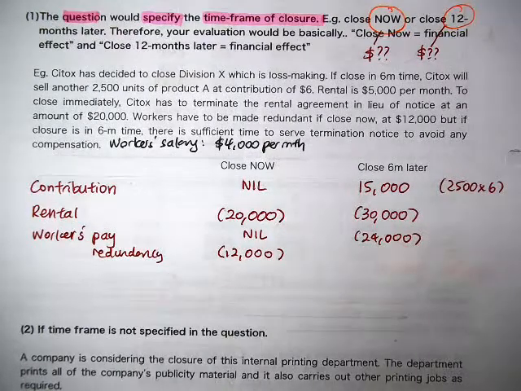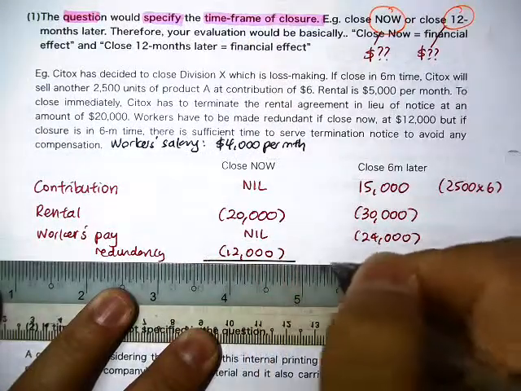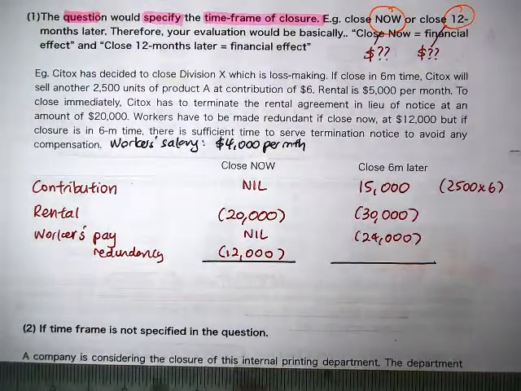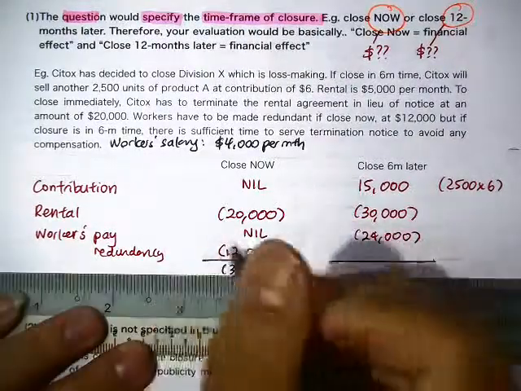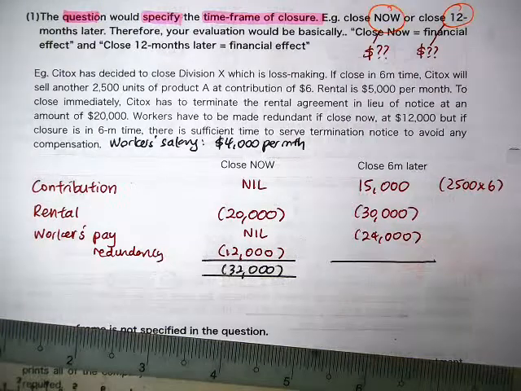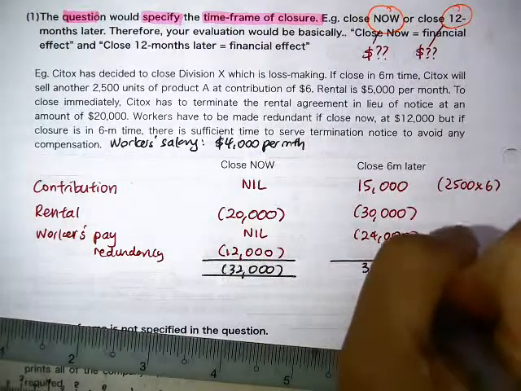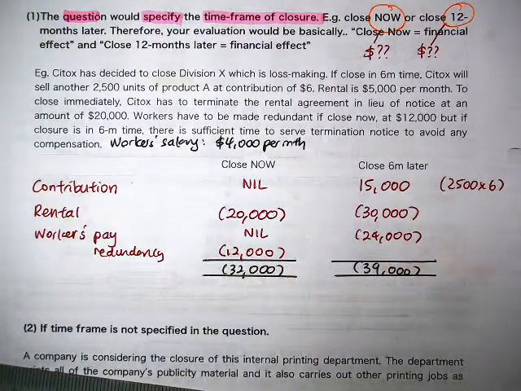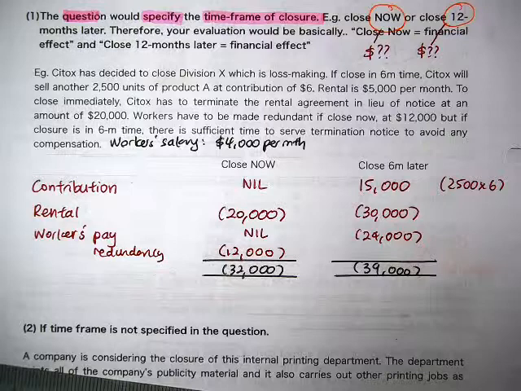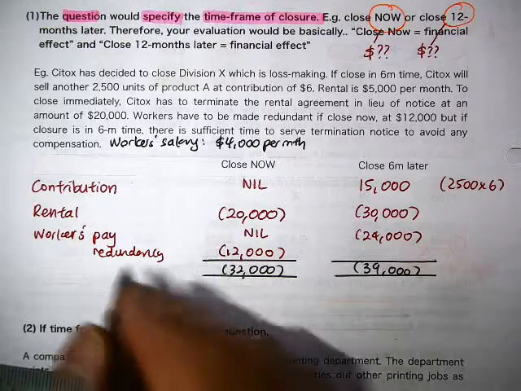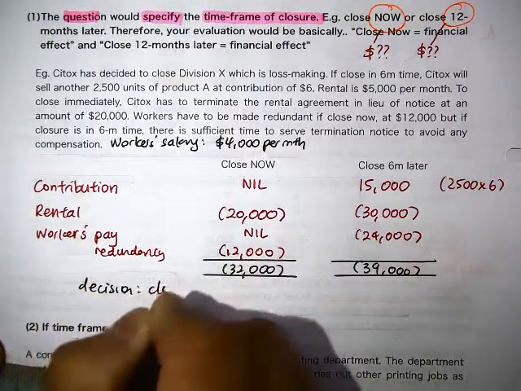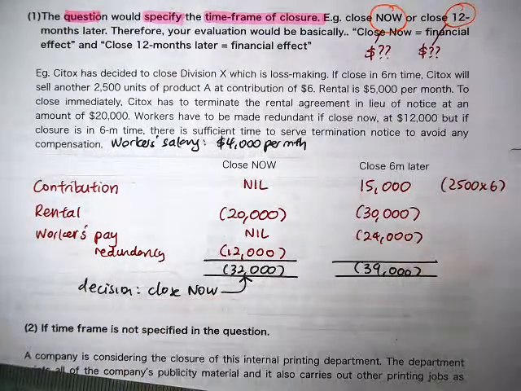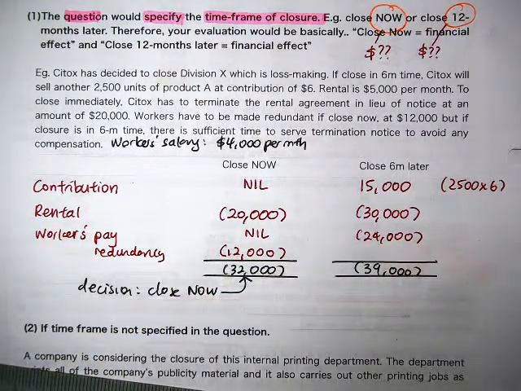Now, based on these two evaluations, we realize that if you close immediately, you still need to pay 32,000. That's your loss. But if you close 6 months later, you will have to pay 39. So like that, I might as well close now, right? Why wait another 6 months? I lose more, okay? Now based on this, my decision is I would rather close it now than wait another 6 months.